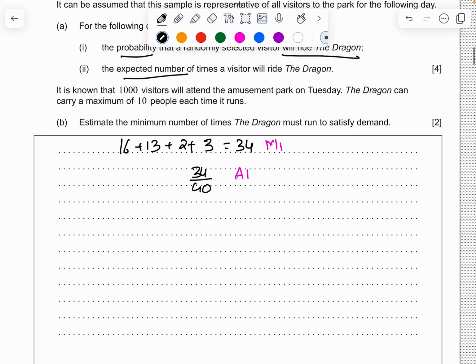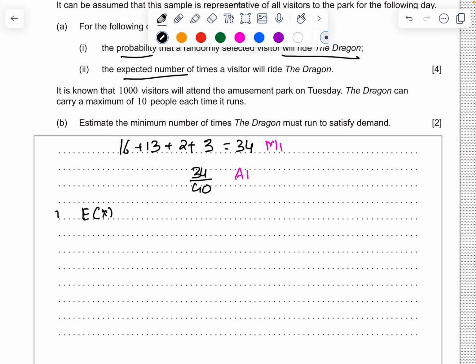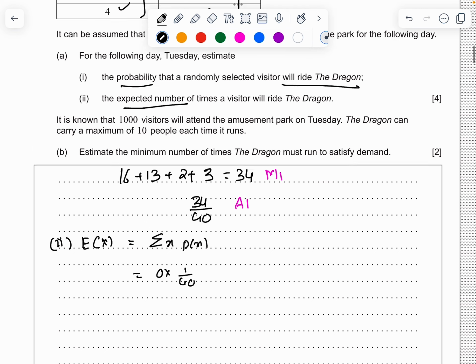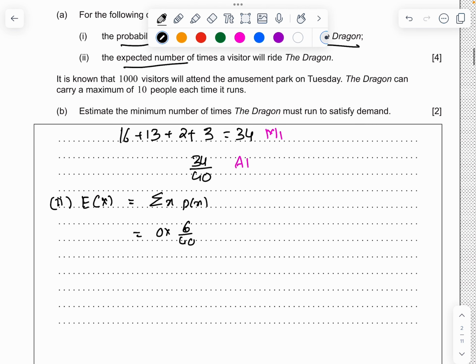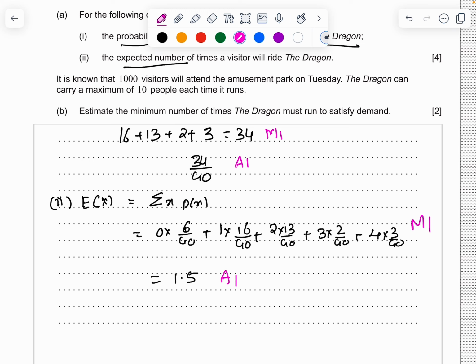What is the expected number? Expected value of x. So the formula you need to memorize is sigma x p(x). So 0 times 1 upon 40, 0 times 6 upon 40, plus 1 times 16 upon 40, plus 2 times 13 upon 40, plus 3 times 2 upon 40, plus 4 times 3 upon 40, which is going to be 1.5. And this is again method marks and accuracy mark.